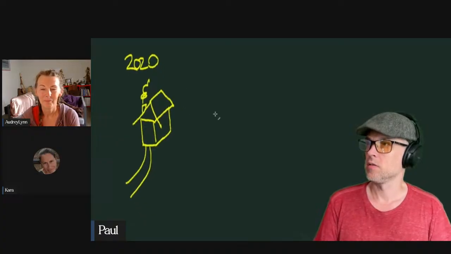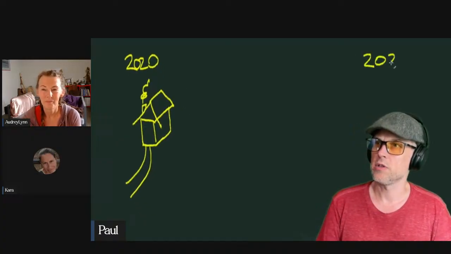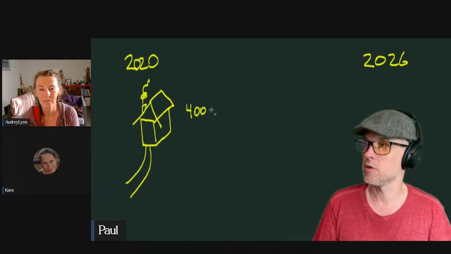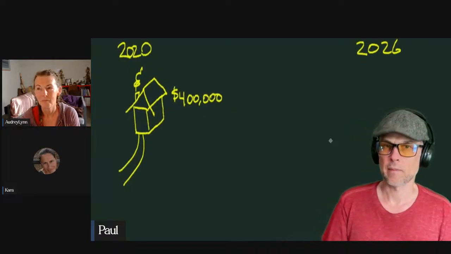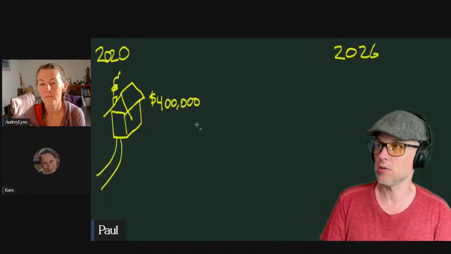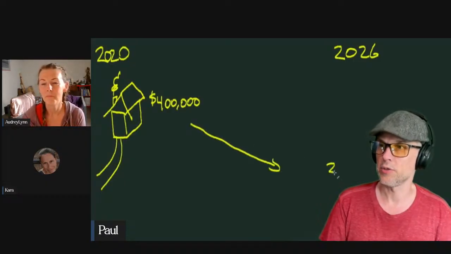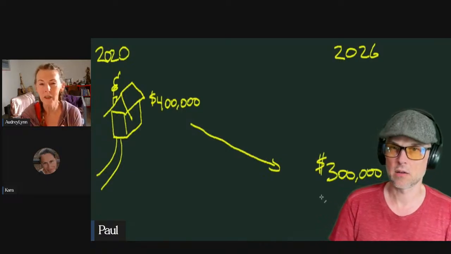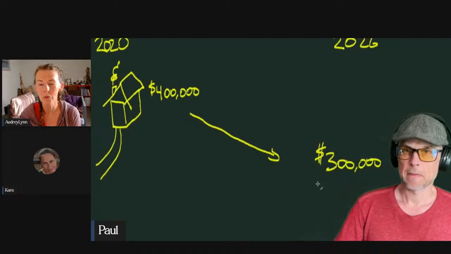Okay, so this house in 2020, and then there's 2026. This house in 2020 was $400,000. In 2026, the same house is going to be worth only $300,000. But there's equity. There's an equity accumulation in those years. Yep.